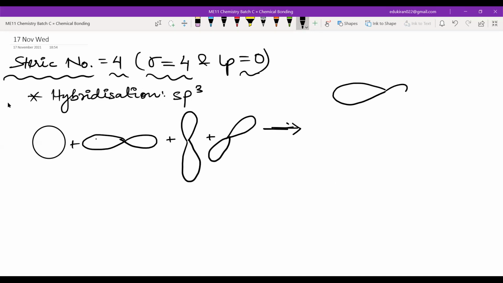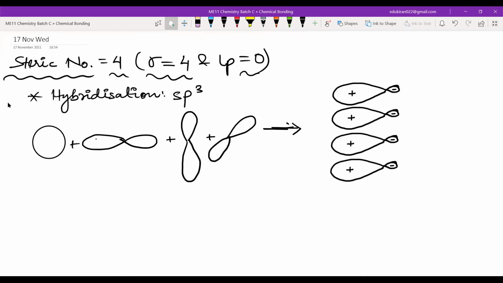This is one sp3 with one of the lobes enlarged. Okay, so let us say this is the positive sign and this is the negative sign, and this can be reversed also. There is no such rule. And how many sp3 will you be getting? 4. 4 sp3, correct.